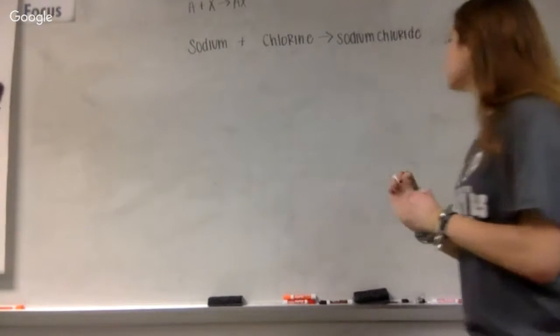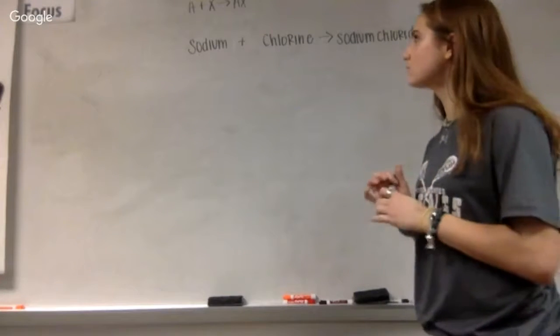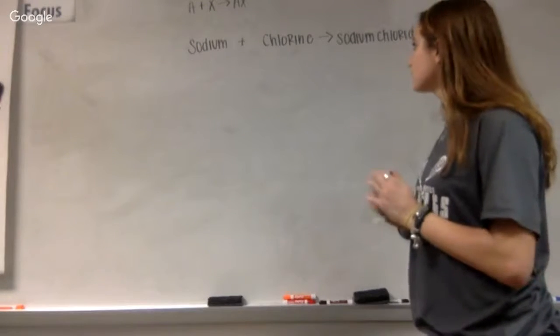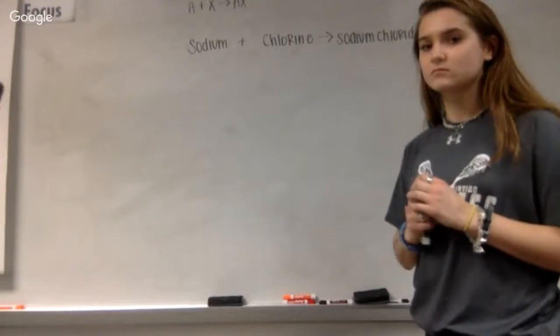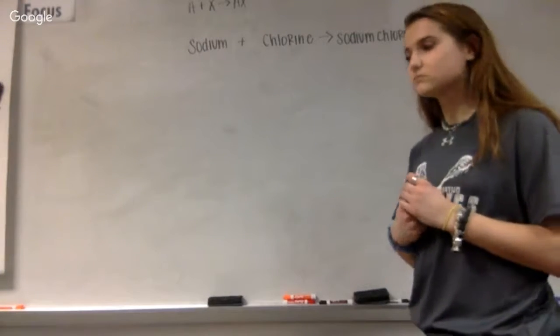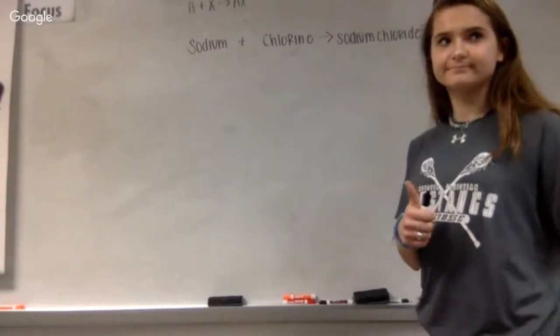Now, I want you to notice something here. See how we had on the left-hand side, we wrote them as elements, and on the right-hand side, we wrote it as a compound. Do you notice how the ending on chlorine, we change it to chloride? That's what you have to do whenever you put things into a compound. Can I get a thumbs up from everyone if that makes sense? If you need any clarification, I can give it to you.